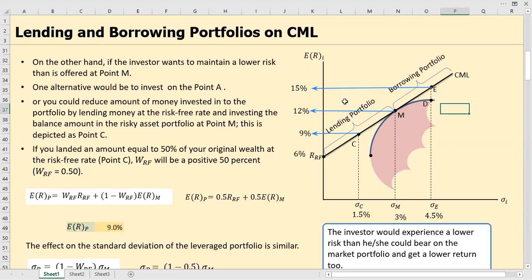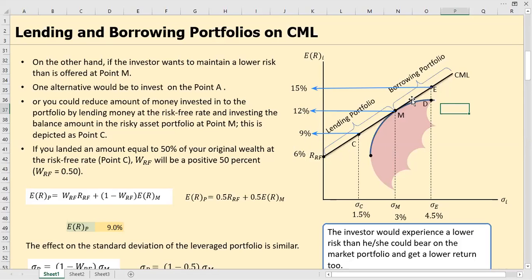Going into a lending portfolio means here the 50% of my money. Imagine that I have 100 rupees. I am going to invest 50 rupees on the market portfolio and another 50 rupees at the risk-free rate. So it is easy, 50-50. So I am going to invest 50 at 12% and 50 at 6%. That means 12 plus 6 is equal to 18. 18 divided by 2, you get easily your 9%.